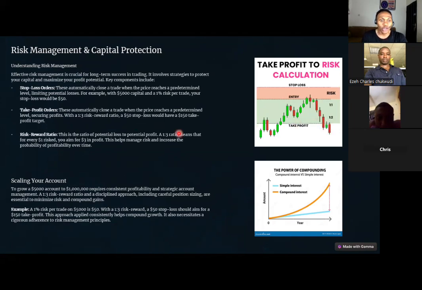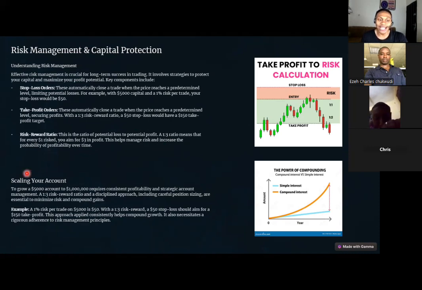That's what it means. So, risk to reward ratio. This is the ratio of potential loss to potential profit. A 1:3 ratio means that for every $1 you risk, you aim for $3 in profit. This helps manage risk and increase the probability of profitability over time.